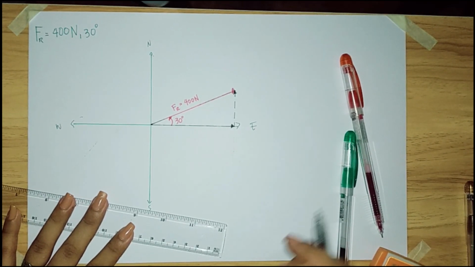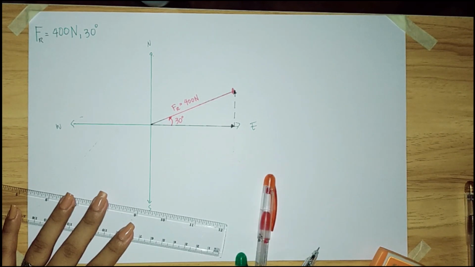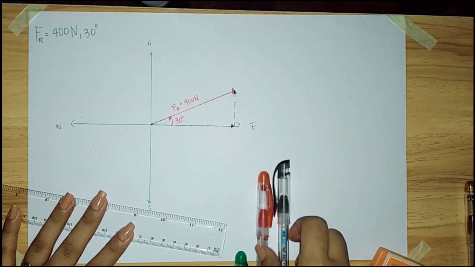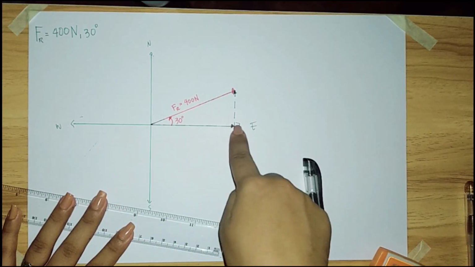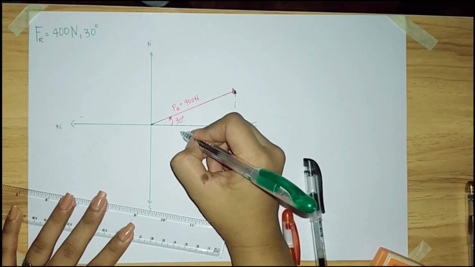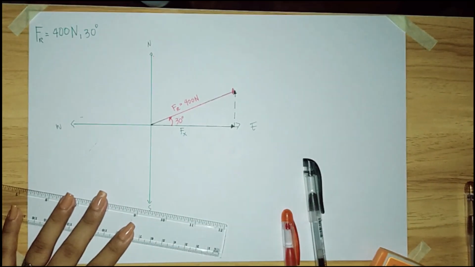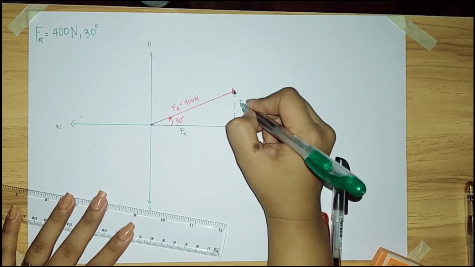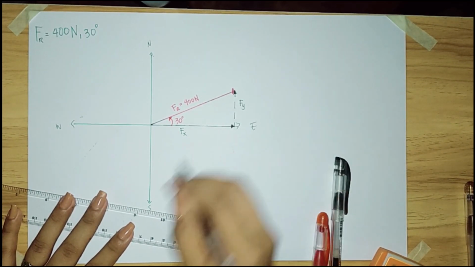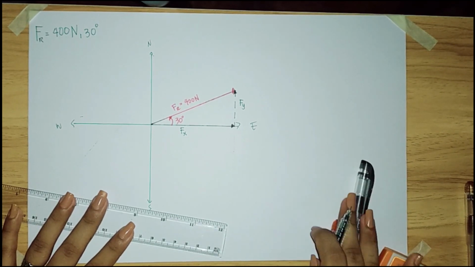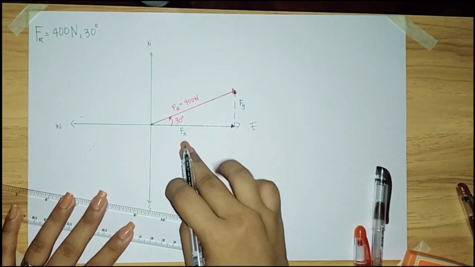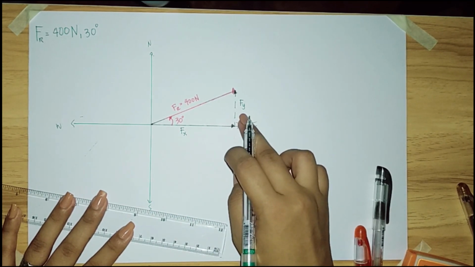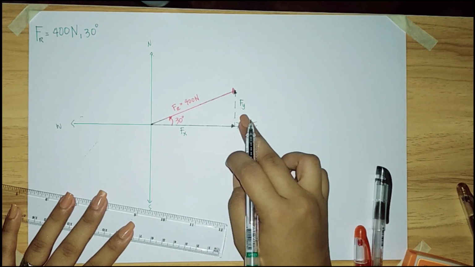So, let us find your x and y. For our horizontal, this is our f sub x. Our vertical is our f sub y. Okay. So, we will look for our x first, and later we will find out where the y's are.